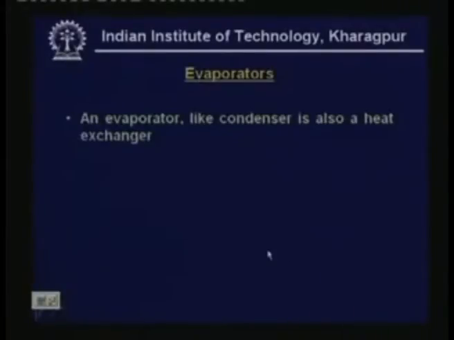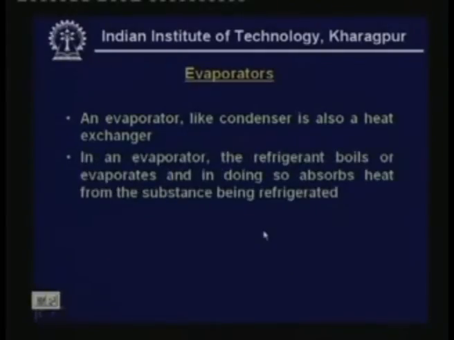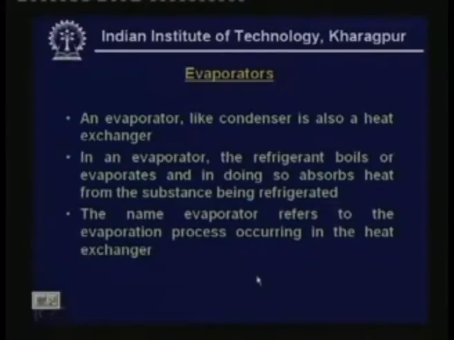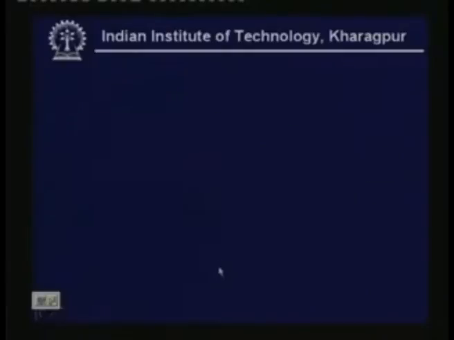Okay. So as you know, evaporator like condenser is also a heat exchanger. In an evaporator, the refrigerant boils or evaporates, and in doing so absorbs heat from the substance being refrigerated. The name evaporator refers to the evaporation process occurring in the heat exchanger. Now let us look at the classification of evaporators.